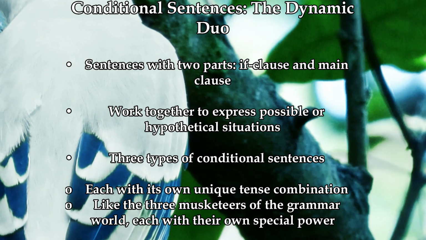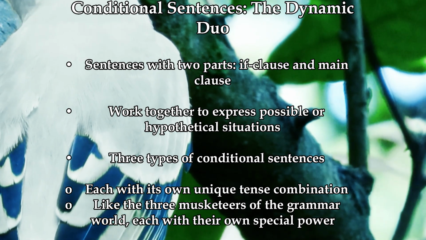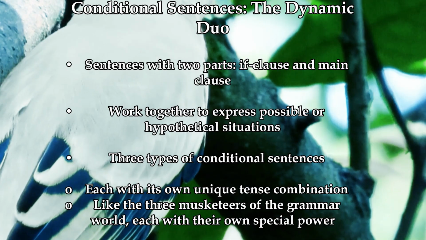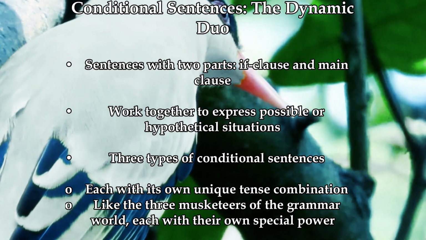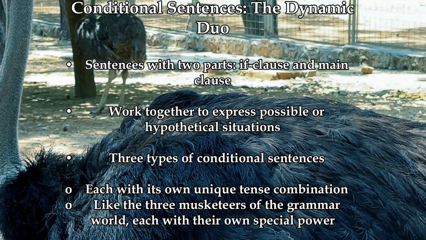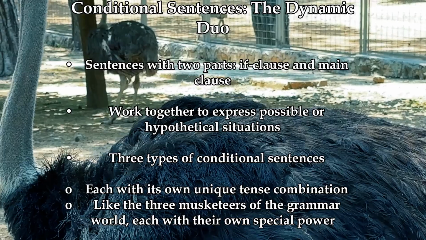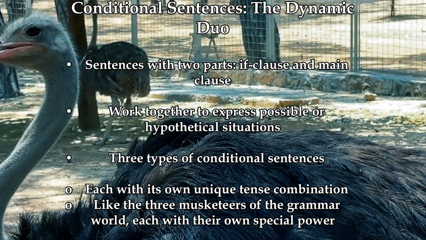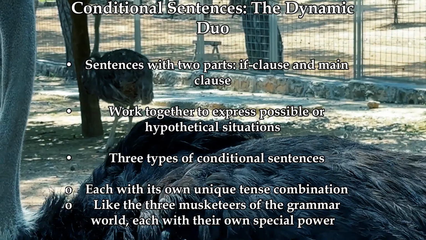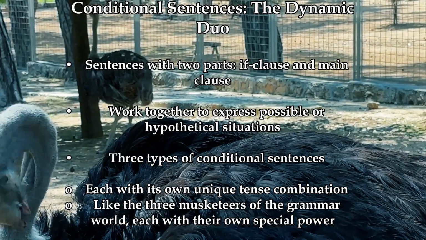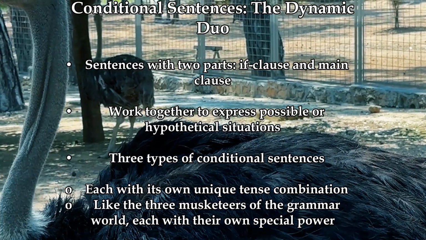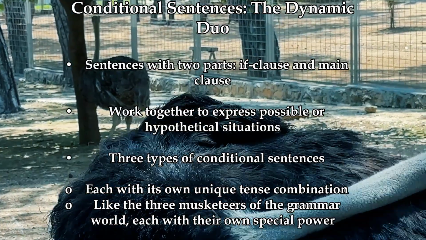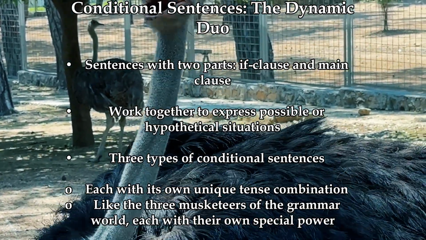Conditional sentences, the dynamic duo of ifs and woulds. All right, let's move on to the juicy part, conditional sentences. These sentences have two parts, the if clause and the main clause. They work together like a dynamic duo to express possible or hypothetical situations. There are three types of conditional sentences, each with its own unique tense combination. Think of them as the three musketeers of the grammar world, each with their own special power.